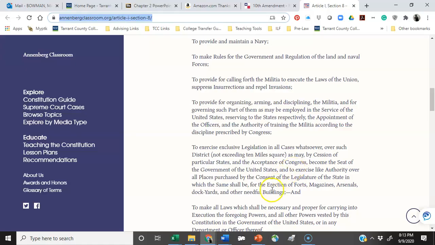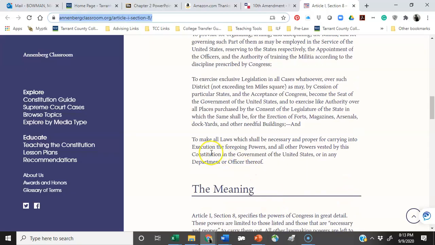Then right here at the bottom, it gives the federal government the power to make all laws which shall be necessary and proper for carrying into execution the foregoing powers. Foregoing are those 17 up above. And all other powers vested by this Constitution in the government of the United States. This is sometimes called inherent or implied powers.